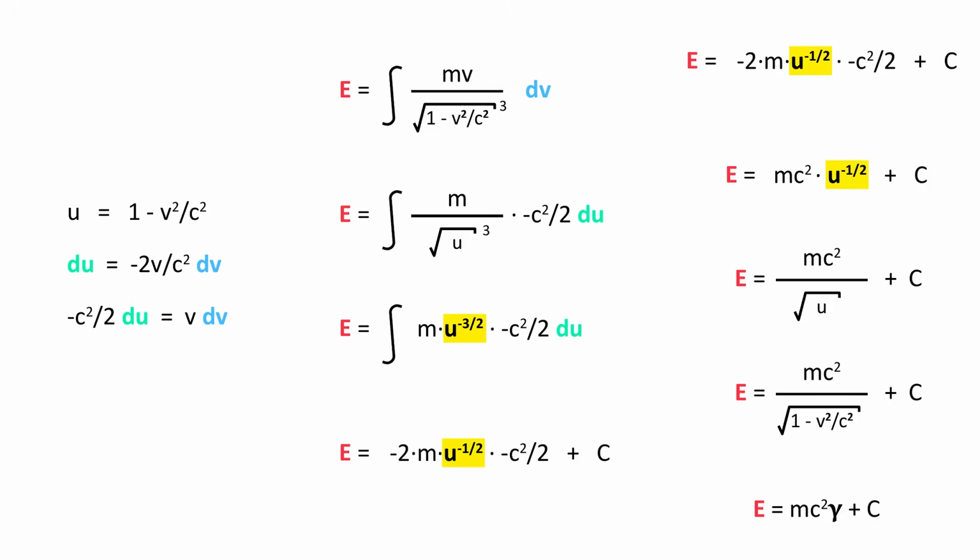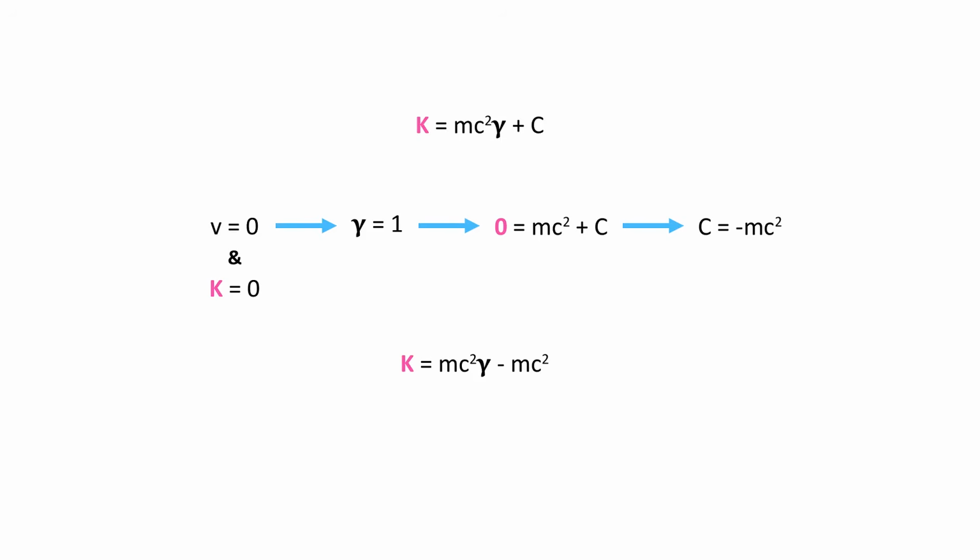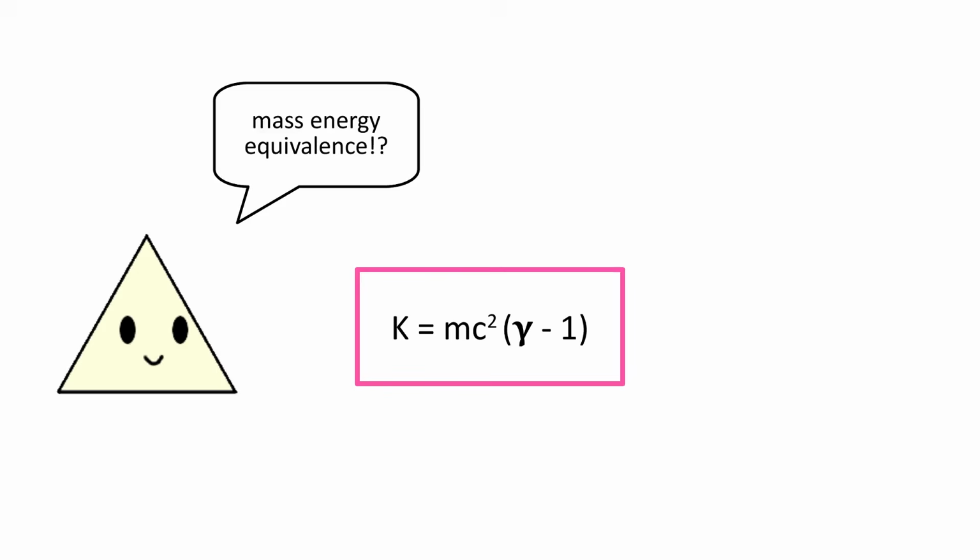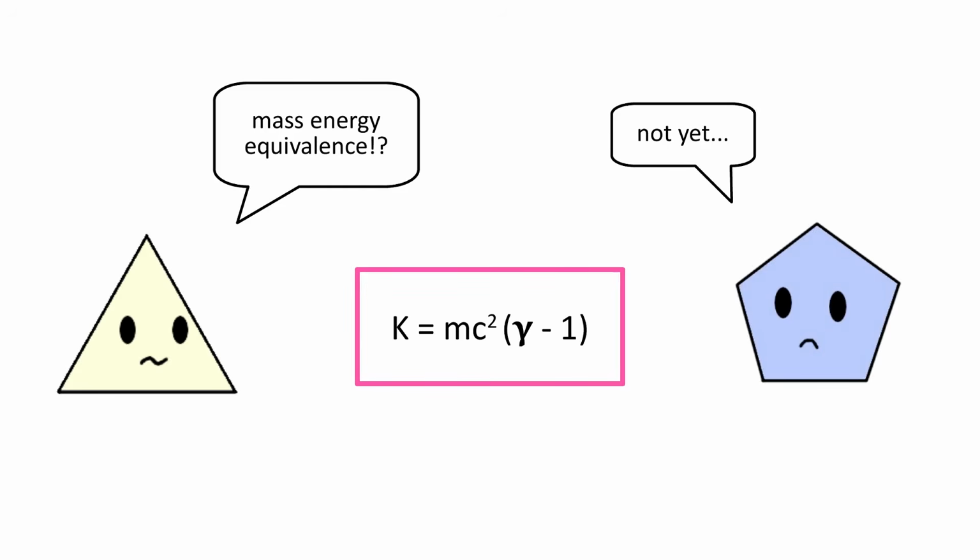Since the integral only concerned itself with change in velocity, this is actually specifically kinetic energy. This time, to guarantee zero kinetic energy at zero velocity, C is negative mc squared, which can be absorbed into the other term, forming a gamma minus 1. Don't get too excited, it's not mass-energy equivalence yet, but it is the same mc squared we'll be seeing soon.